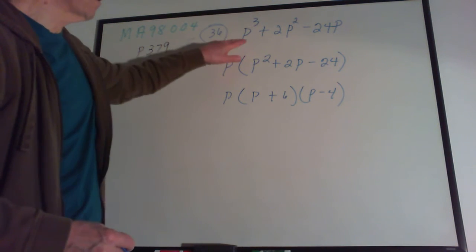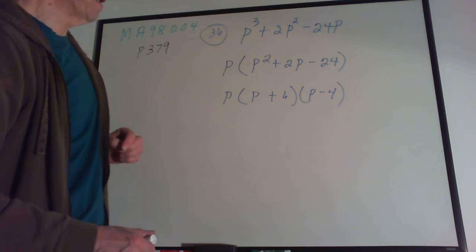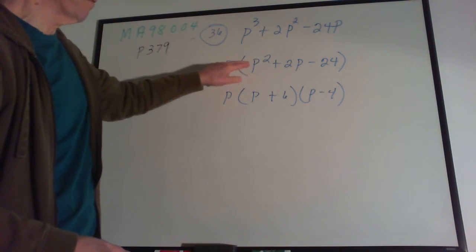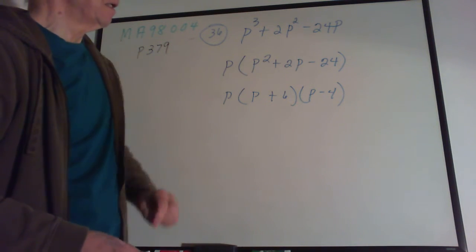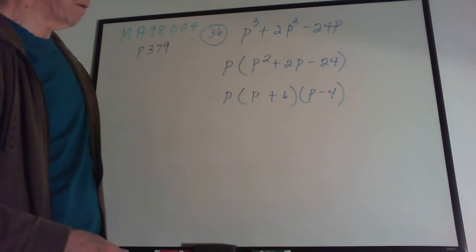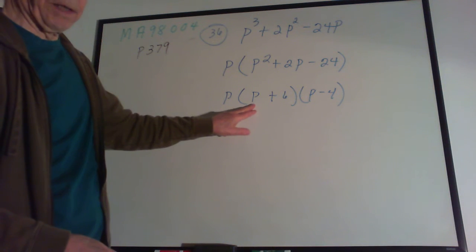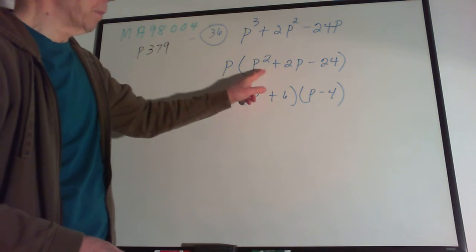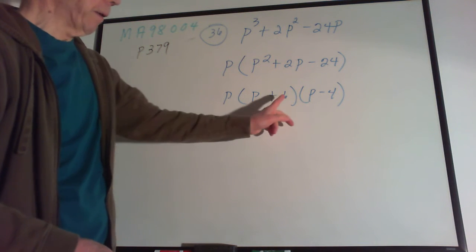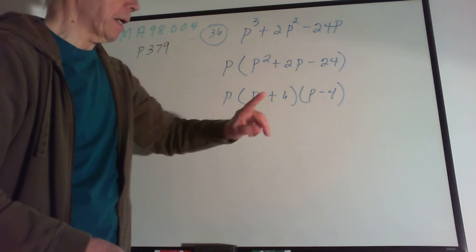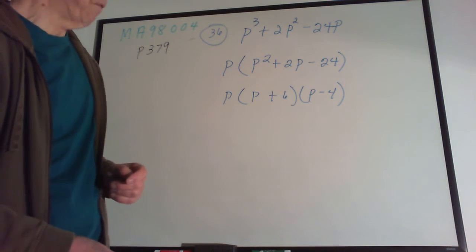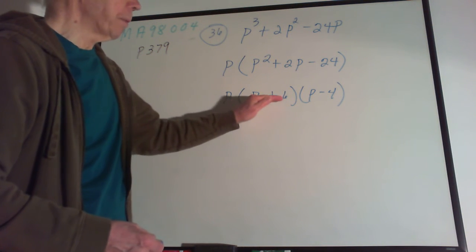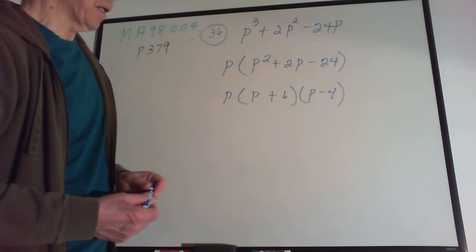All right, so I got p as a common factor in all three terms, so I take out the p. I'm left with p squared plus 2p minus 24. Remember that whatever you place here multiplied by whatever goes here must give me p squared. Whatever number you put there times that number must give me negative 24. So it's going to be p plus 6 times p minus 4.